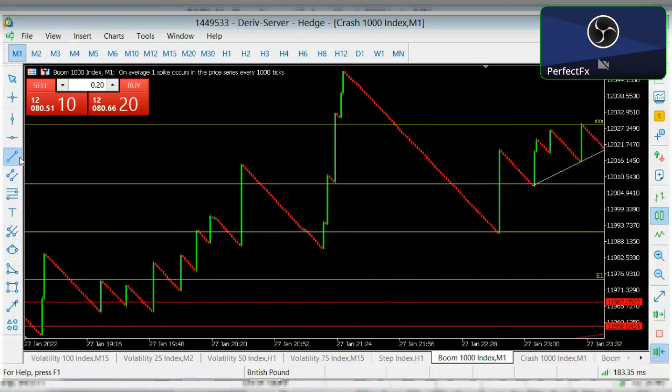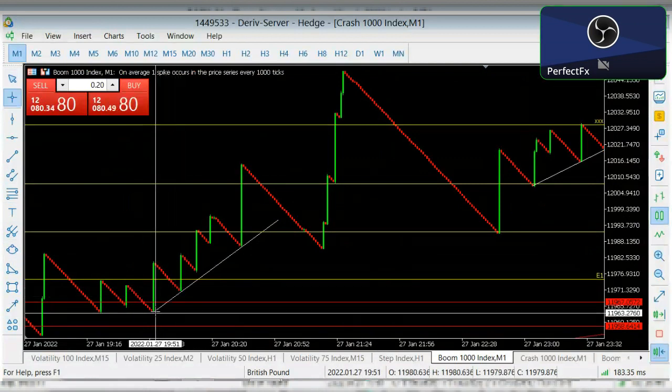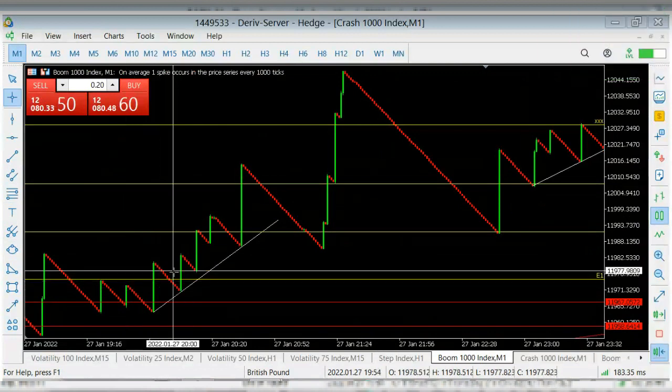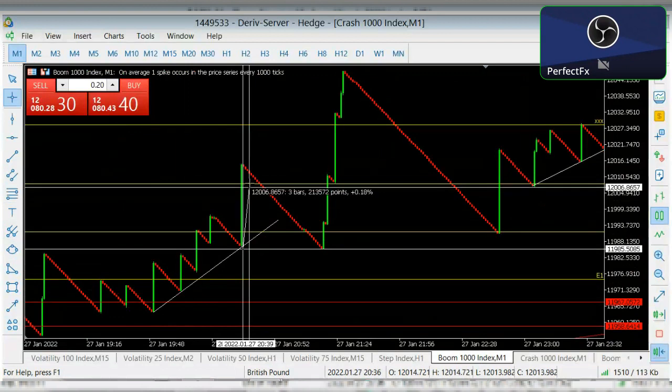Can you see this point also, guys? Can you see this spike? This is the first touch, break of structure, second touch, break of structure. Can you see the third touch? Can you see the spike?